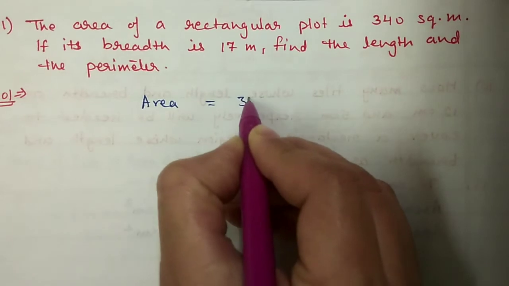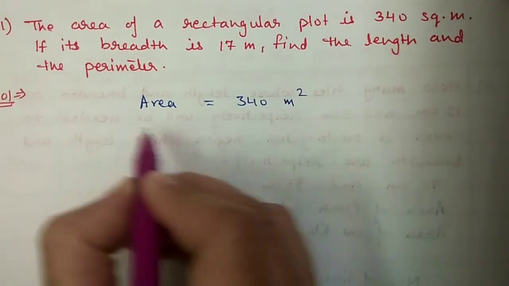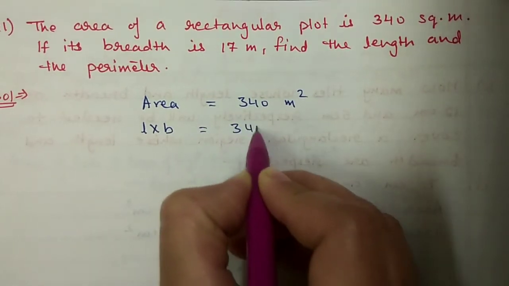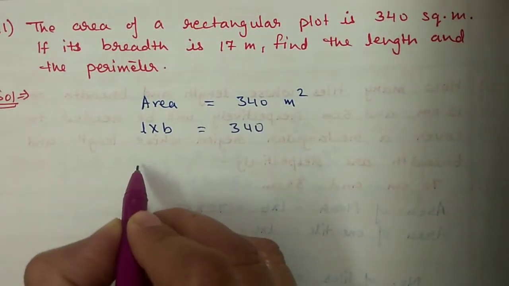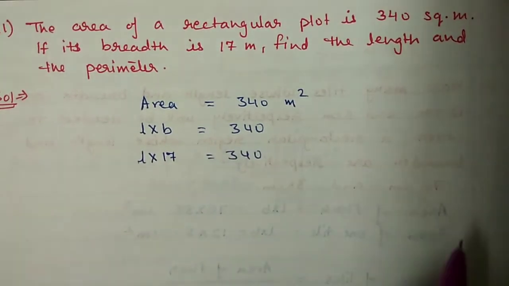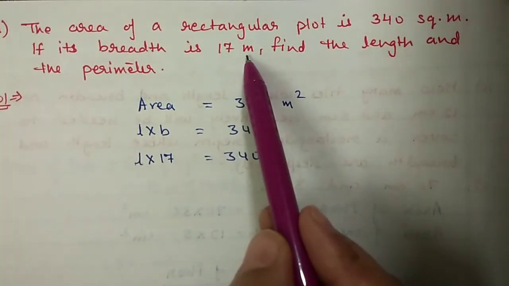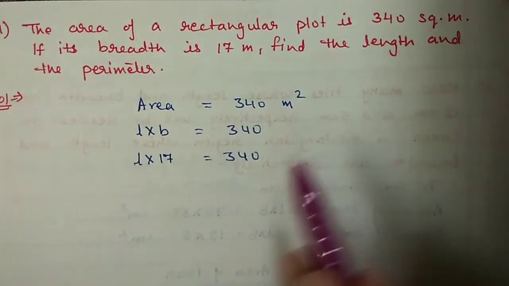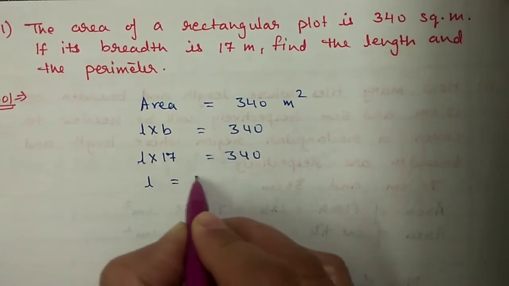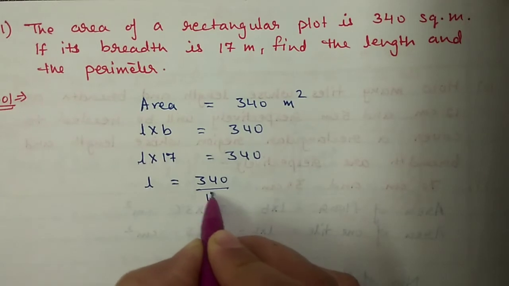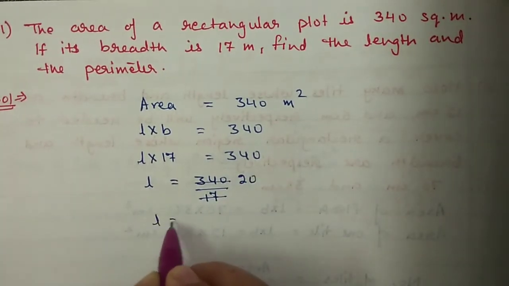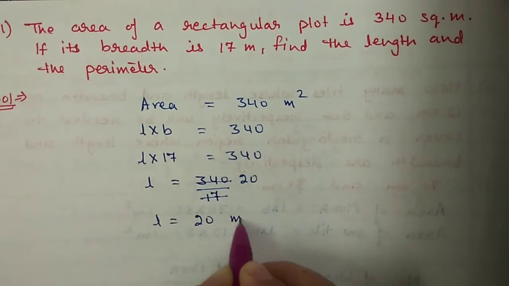Area is equal to 340 meter square, and area formula is length into breadth is equal to 340. Length we have to find out, and breadth is given 17 meter, which is equal to 340. And unit also you need to check, it is in meter and this is in meter square. So this 17, now we can shift another side, it will go for division. Can cancel out 17 2s are 34 and 0 as it is. It means the length of this park is 20 meter.